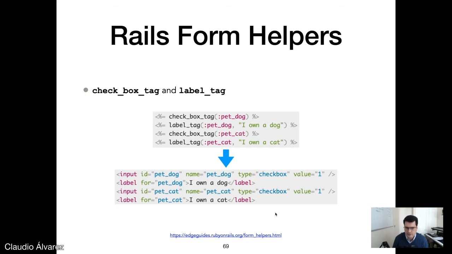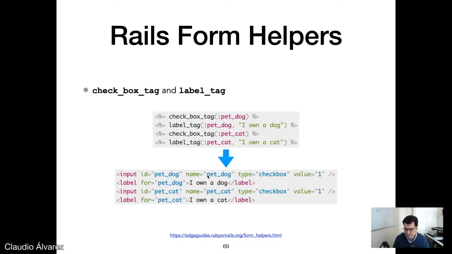Then we've got the checkbox and label tags. These are helpers to produce checkboxes and labels, as you see below. So when you give a name as an argument here, this name argument will be rendered as the ID and the name. And we'll see the difference among these in the next lab.